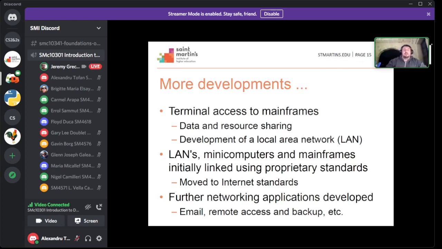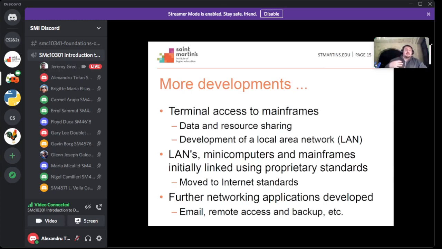So essentially, what you get is these terminals, these dummy end users making use of the resources provided by the mainframe, and therefore one would actually need to have a local area network. So the development of the local area network comes along so that one can connect a terminal with a mainframe in order to make use of those resources.